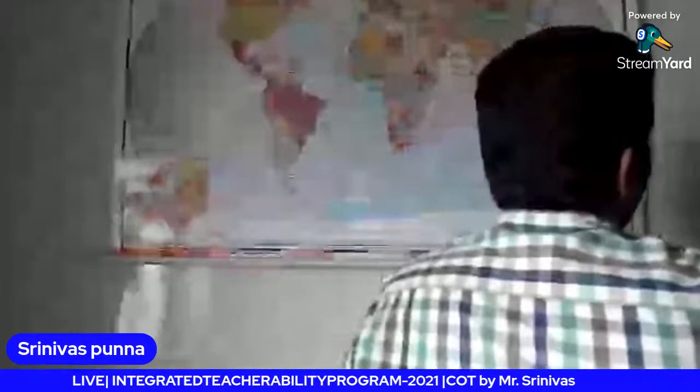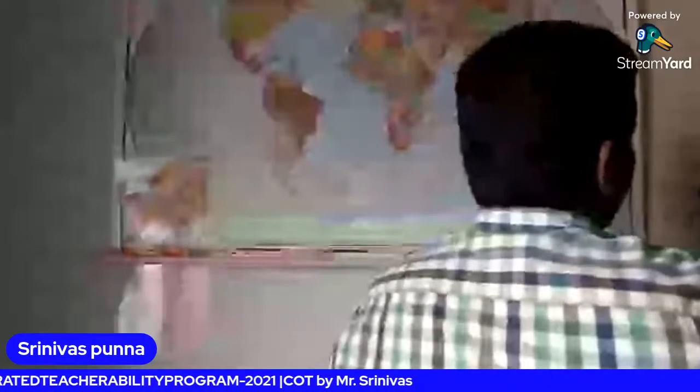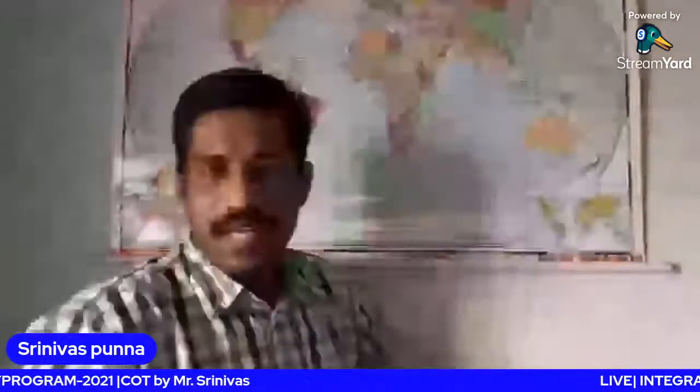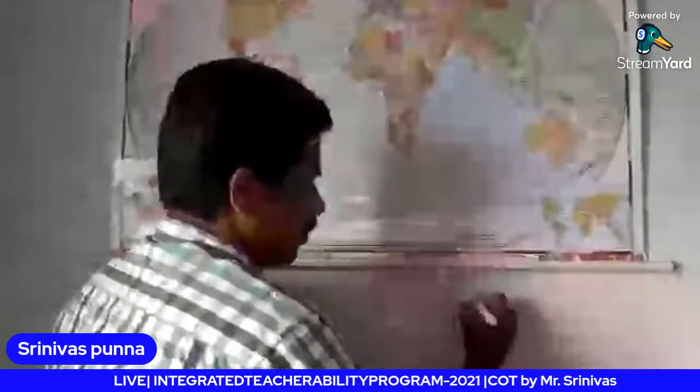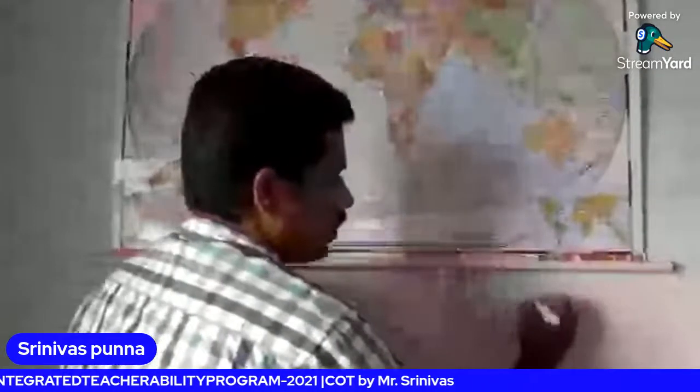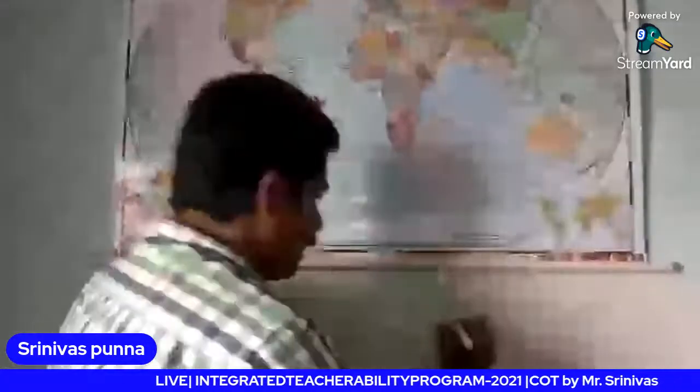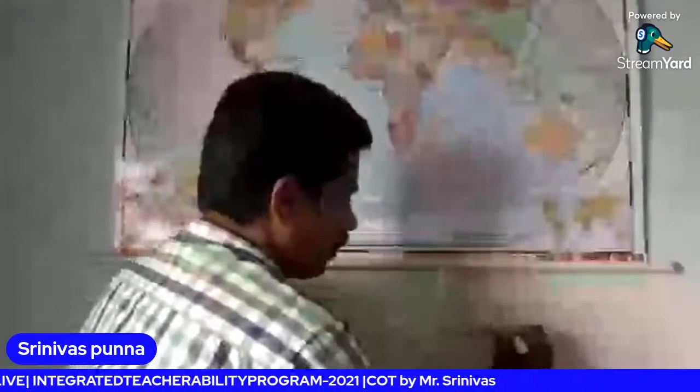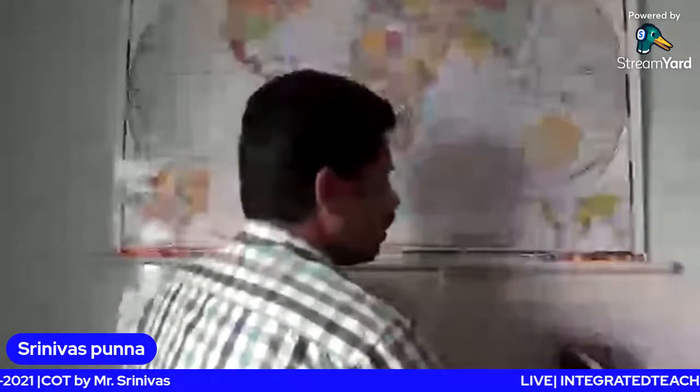As per the latitude concern, based on the latitudes, latitude wise, it is in the northern hemisphere. Based on the latitude, it is a northern hemisphere, right? Based on the longitude, it lies in the eastern hemisphere. So this is the location of India.